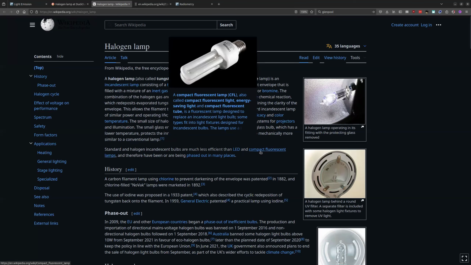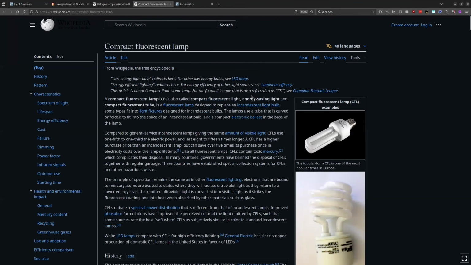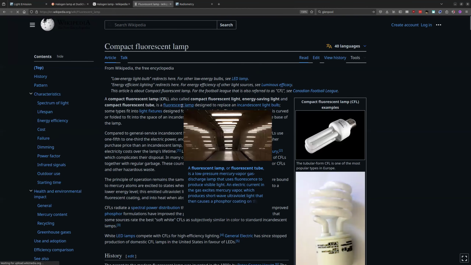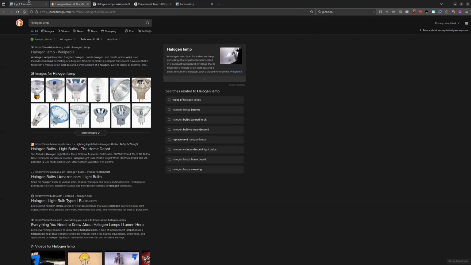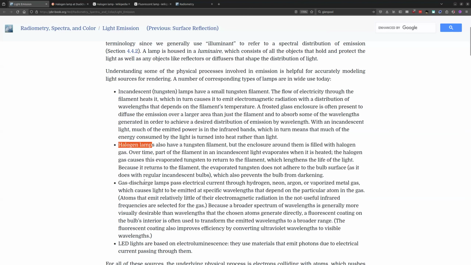I'm thinking of compact fluorescent lamps, which use fluorescence. Gas discharge lamp. Okay, so gas discharge lamps are fluorescent lamps. Hydrogen, neon, argon, vaporized metal gas. So neon lights are just a fluorescent light, but a specific kind of it, rather than a white light. Neon for different colors and stuff. Okay, and then they get broadening.